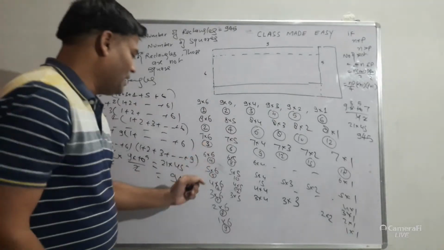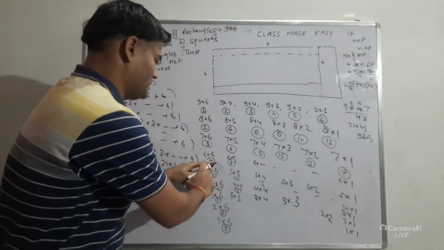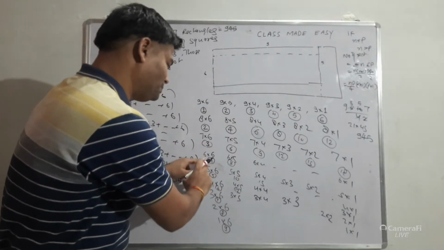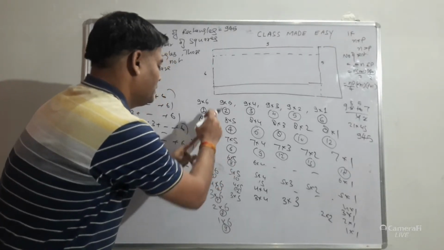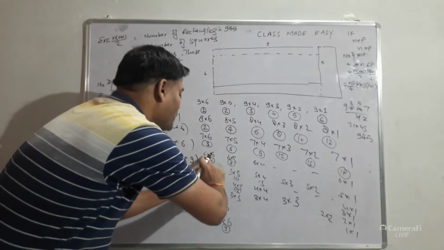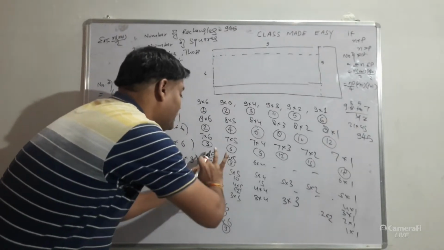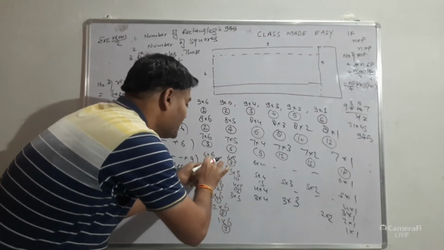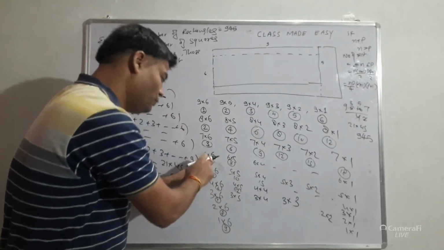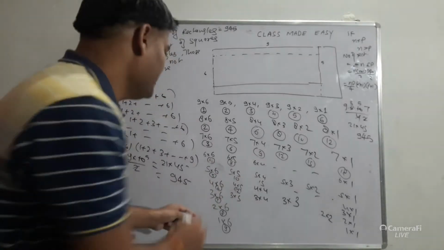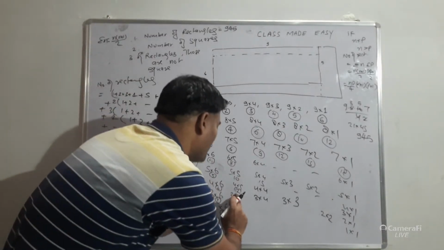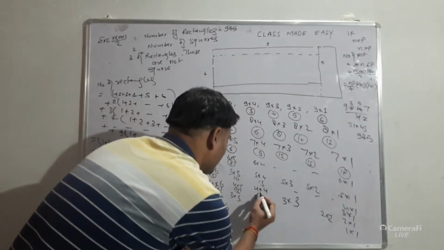Now we will calculate the number of squares. The first rectangle is a square when n and p are the same. Here we are getting 4 squares, then 10. In that line, 6, 6 double is 12, and the double of that is 18.